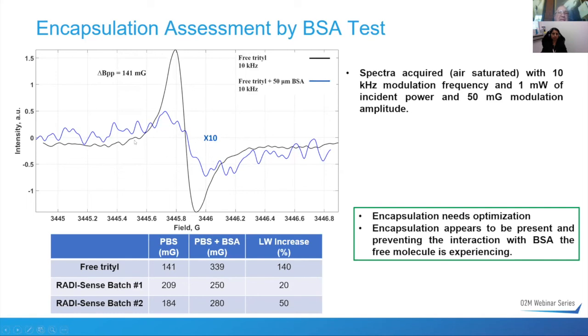And in fact, if I had not blown this up by a factor of 10, you would have just seen a mostly straight blue line across here. It really depressed, broadened the line width. If we make the same test with 2 different batches of our encapsulated imaging agent, we get some increase, but not nearly as much as the free trittle. So this is 20% and 50% versus 140% increase.